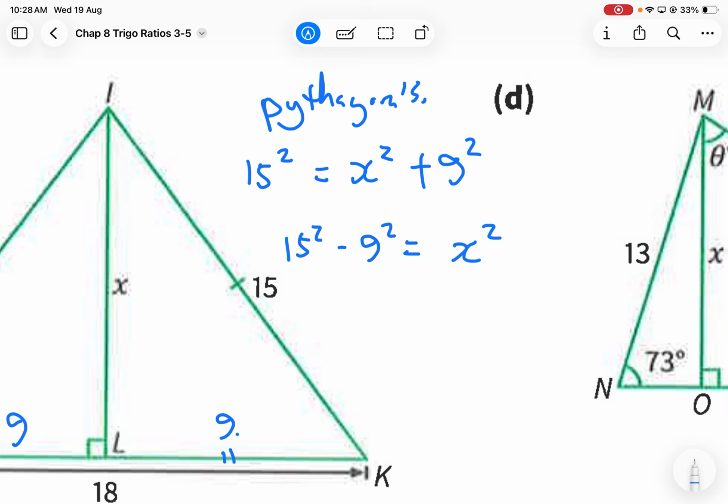But again, the square comes before the 9. I must square 15 first, then minus square 9. I don't go and do 15 minus 9, then square together. Okay? The square belongs to the 15. The square belongs to the 9. I square them individually. Then I minus. And also, what I want is x. I don't want x square, so I have to square root both sides.